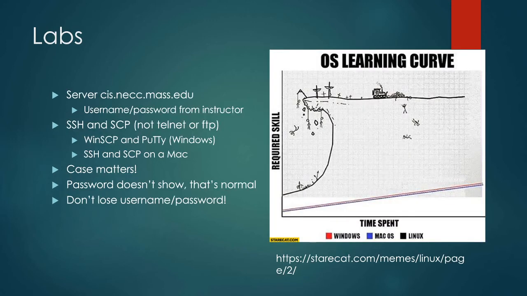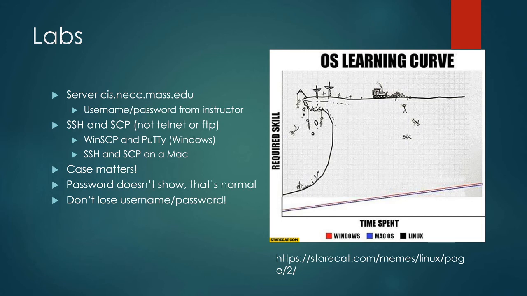Now, the labs that you're going to be doing are going to be on the CIS server unless you have your very own virtual machine or you run Linux at home. Some things that you want to be careful of when you are logging on for labs: you want to make sure that you're using SSH and SCP. If you are running Windows, which is probably a lot of you, I would recommend PuTTY and WinSCP.